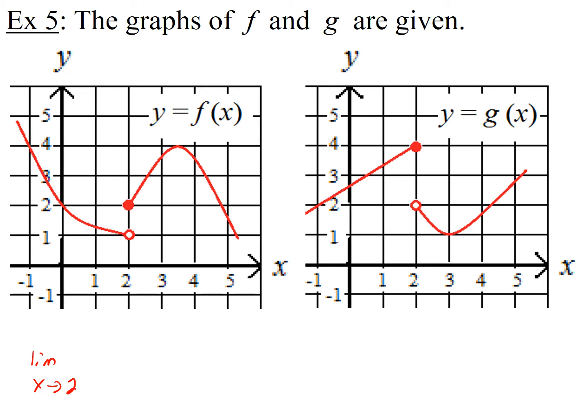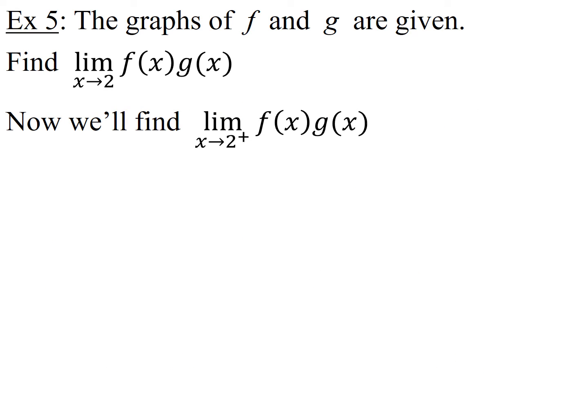Limit as x goes to 2 from the right of f. You can see it's 2, so it exists. Limit as x goes to 2 from the right of g. Remember, this is only right-hand limits we're working on right now. This one is also 2, so they both exist. Okay, so now we're going to find the limit as x goes to 2 from the right of f times g. And same idea, we're going to use the limit law, which we can use now because the right-hand limit of each one individually does exist.